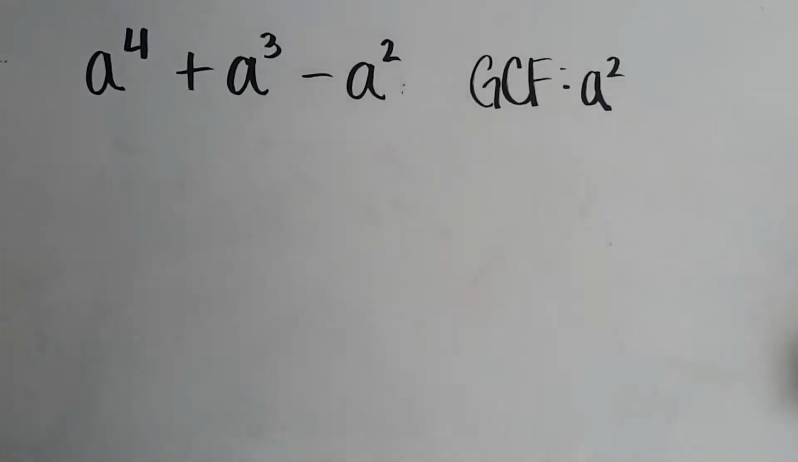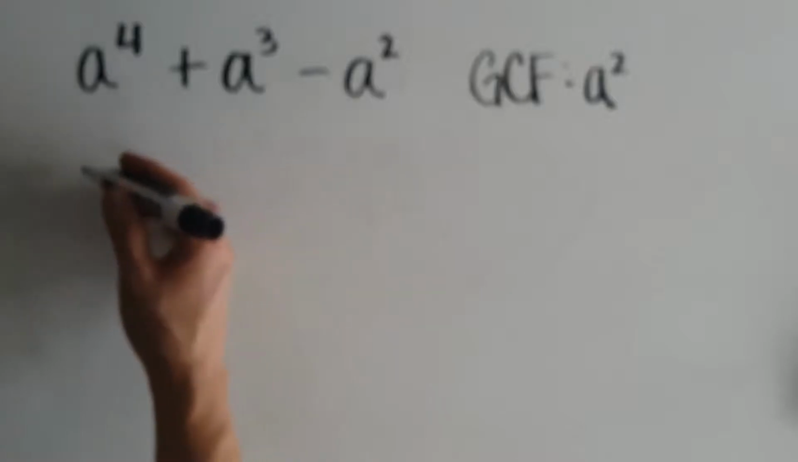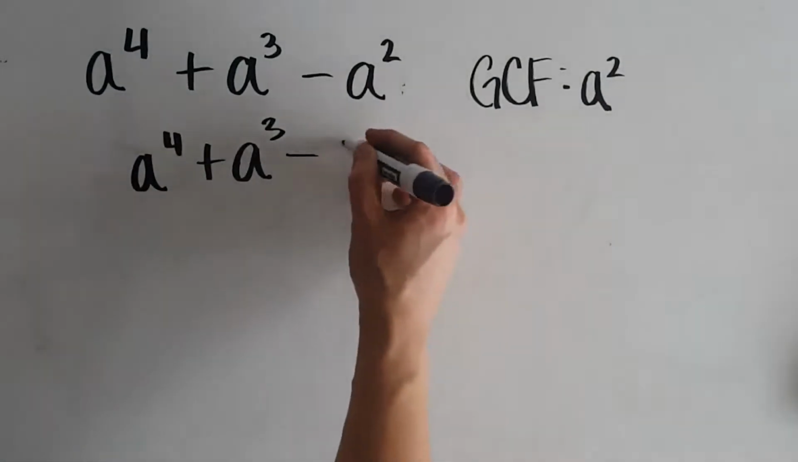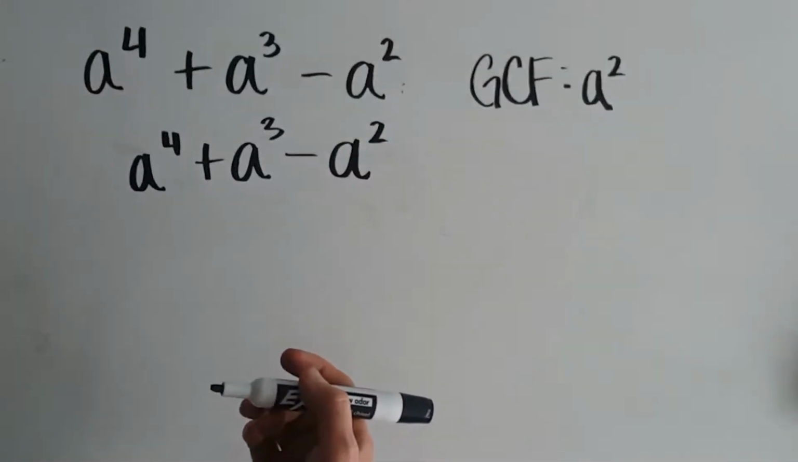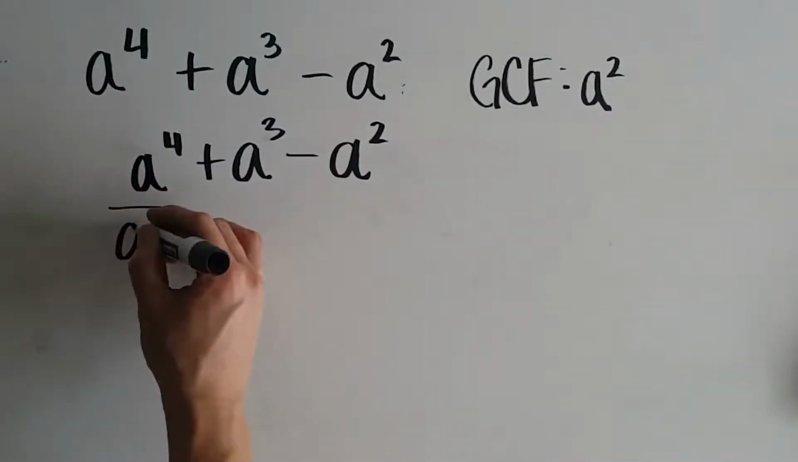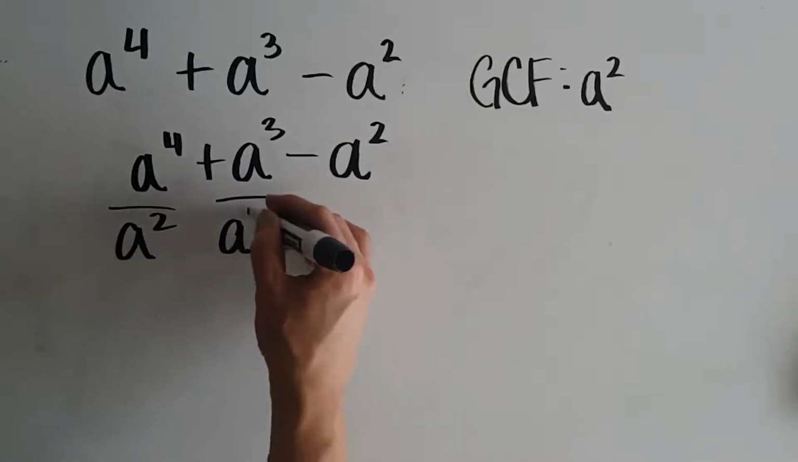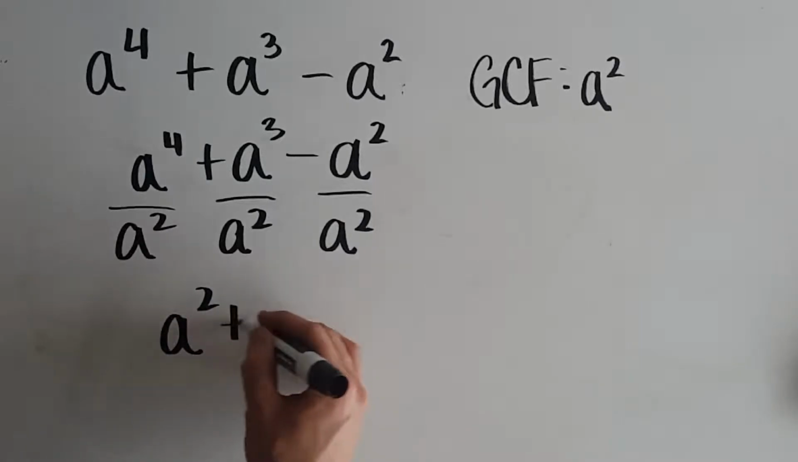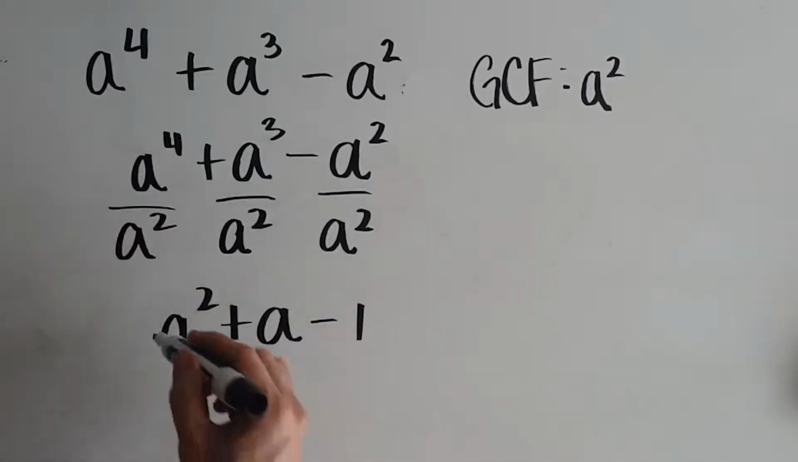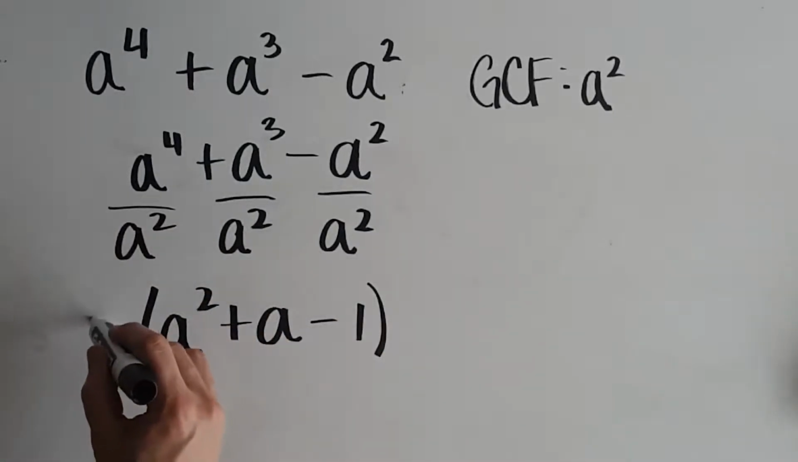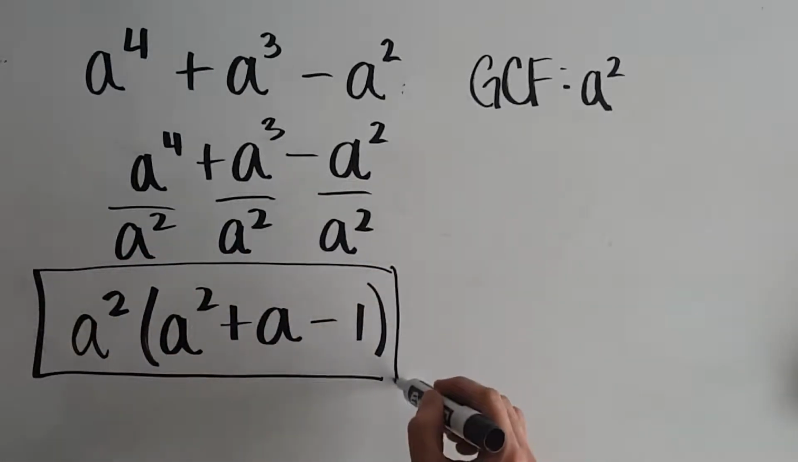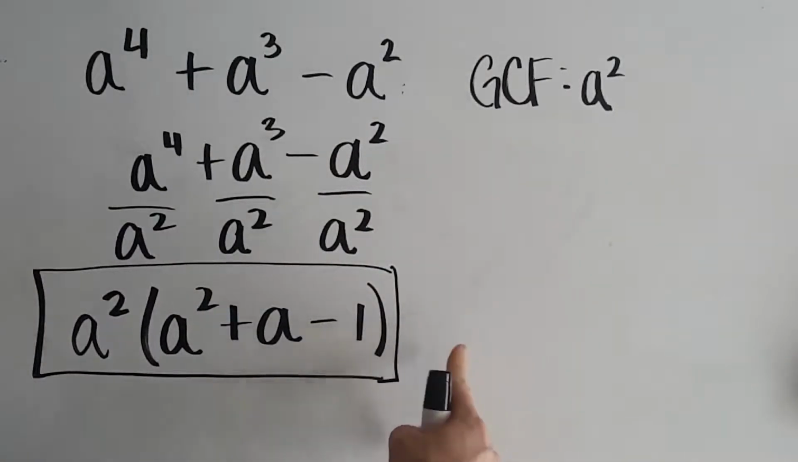So I can also think about this as actually dividing my polynomial by my GCF to get the other part of my factored form. So if I divide every term by my GCF of a squared, we would end up with a squared, a to the 1st, and a negative 1. So again, we would still have the same answer we had last time, but we use division to get there. Either method works, so you pick the one that you're most comfortable with.